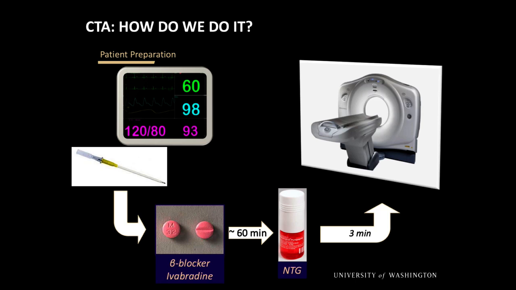So the key here is beta blockade, which is typically given an hour before the scan, and we usually aim for a heart rate around 60. And then giving nitroglycerin around the time of the scan to help dilate the coronary arteries to enhance image quality. And it's also helpful to have the patients take a breath hold during the scan just to try to get rid of some of the respiratory motion.